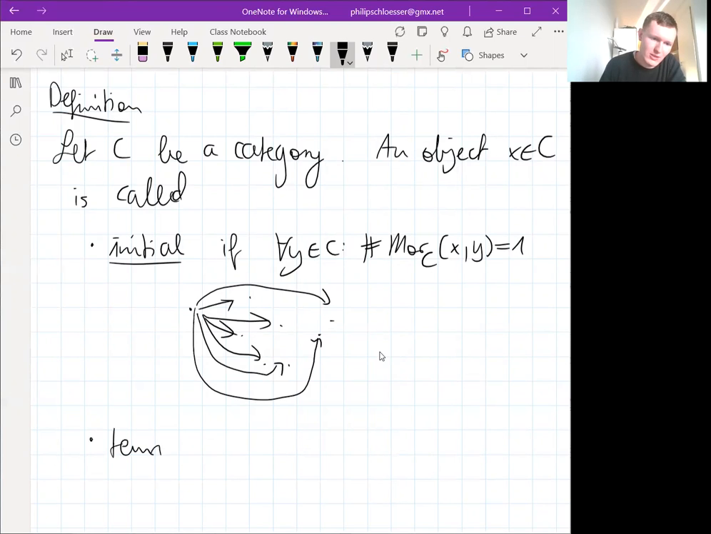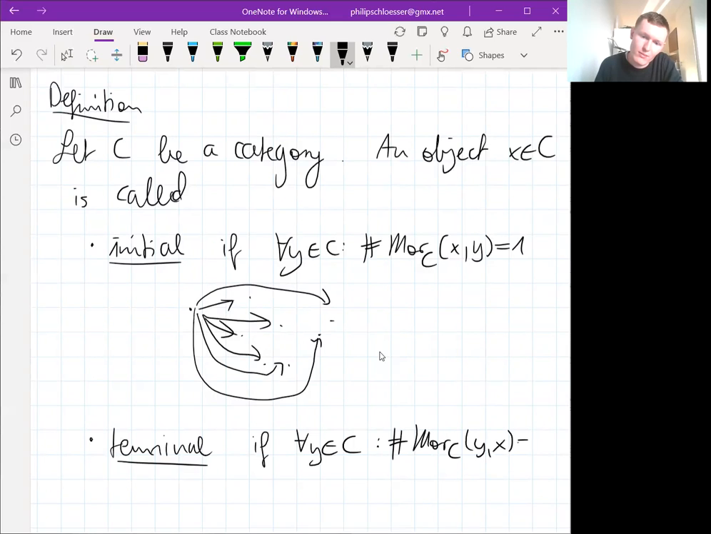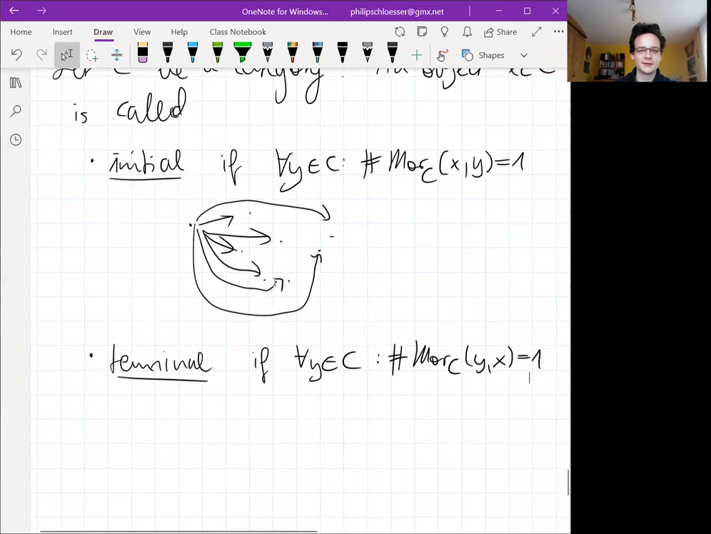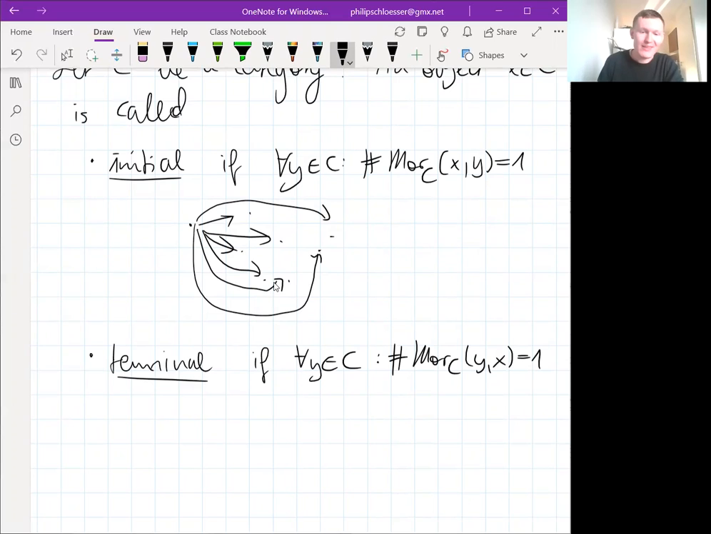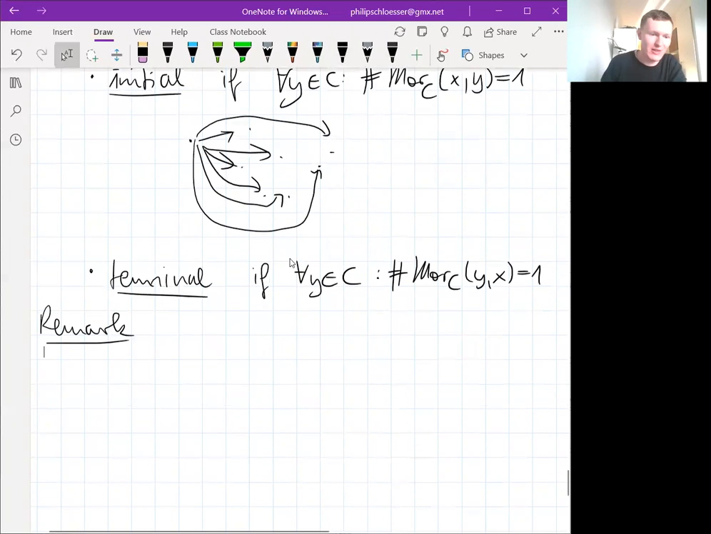Anyway, an object is called terminal, or final, I guess, if there's not a morphism to every other object, but from every other object. So if it's initial in the opposite category. Yes, okay, thank you. And remark: initial and terminal objects are unique up to unique isomorphism.